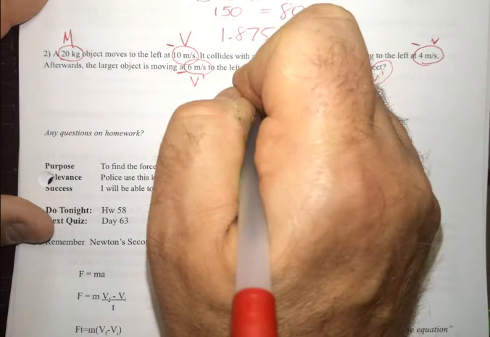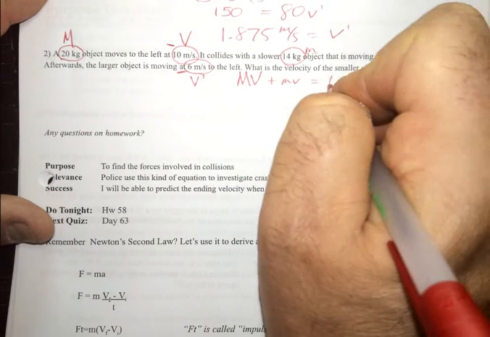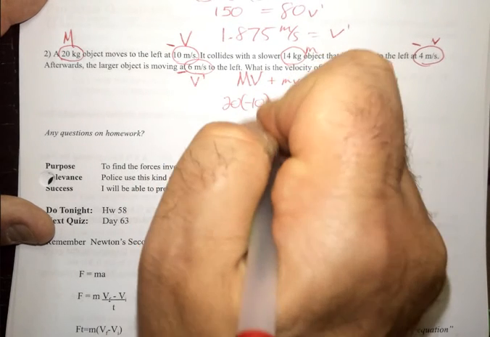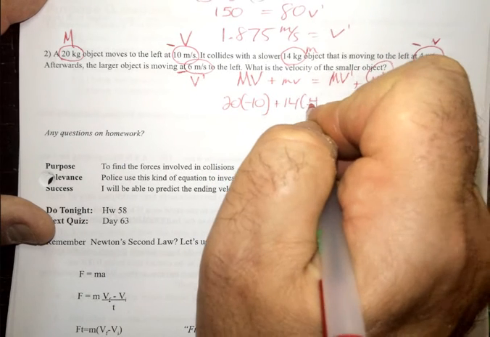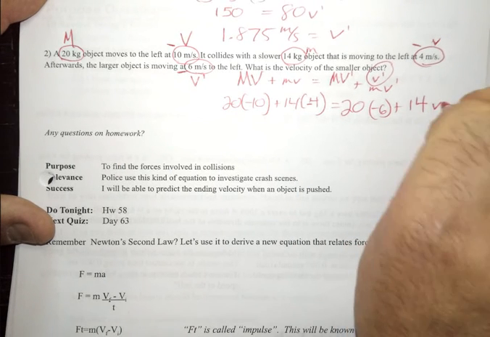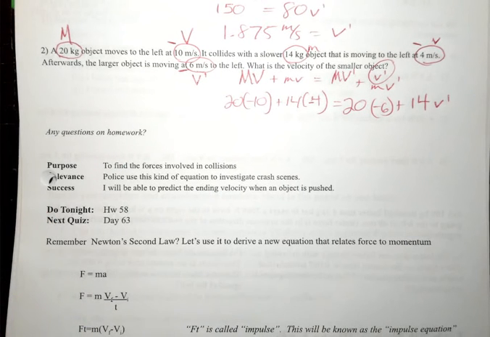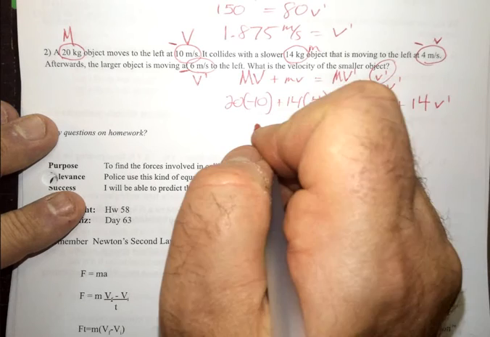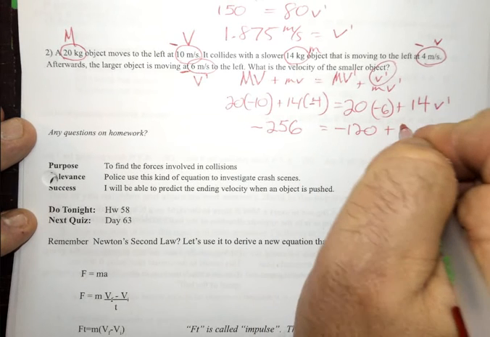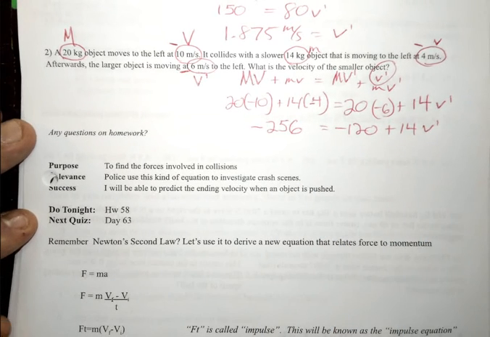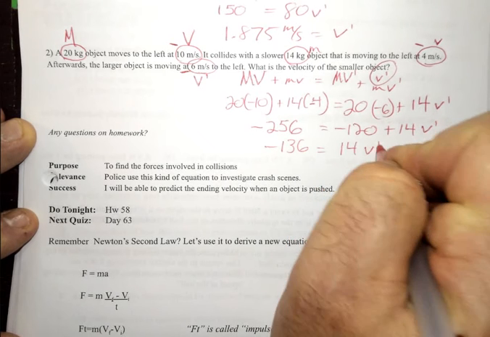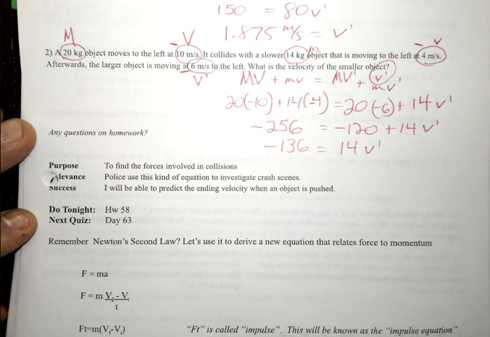So here's our equation. Big MV plus little MV equals big MV prime plus little MV prime. Big MV, we have 20 times negative 10, and then we have 14 times 4 is equal to 20 times negative 6 plus 14 times the unknown. On the left-hand side here, if you do all that math, you'll get negative 256. And on the right-hand side, negative 120 plus 14 V prime. Add 120 to both sides. Divide by 14.